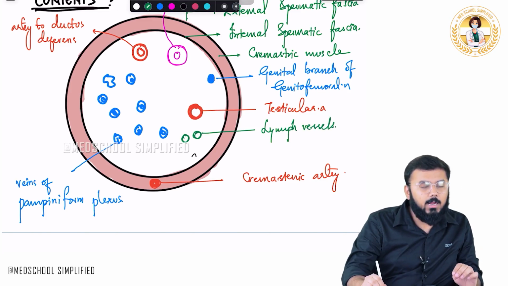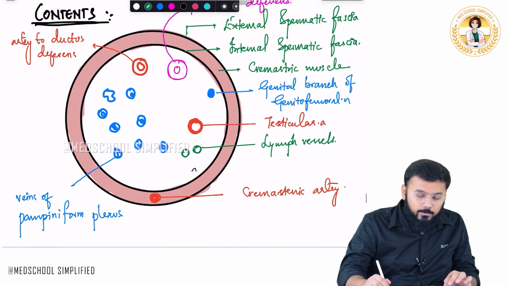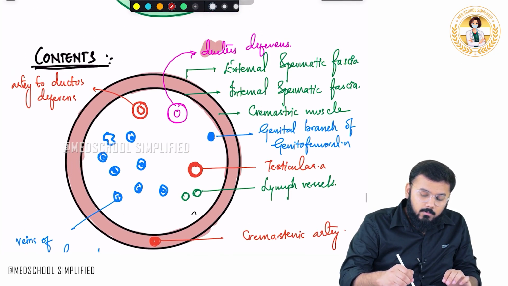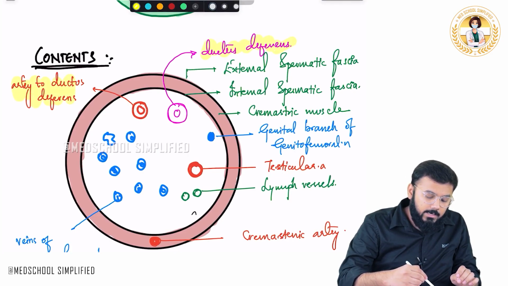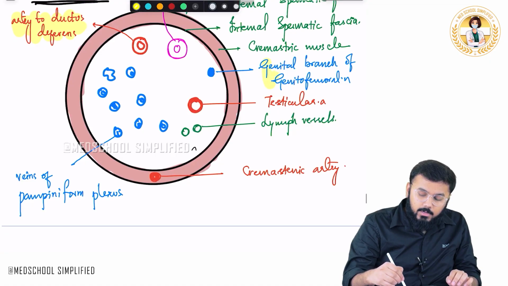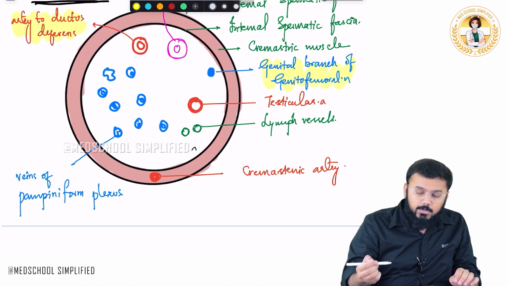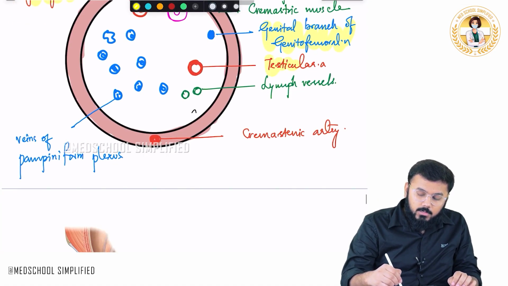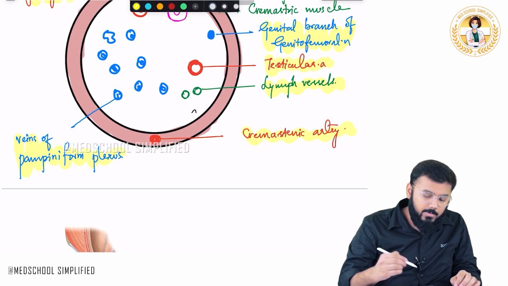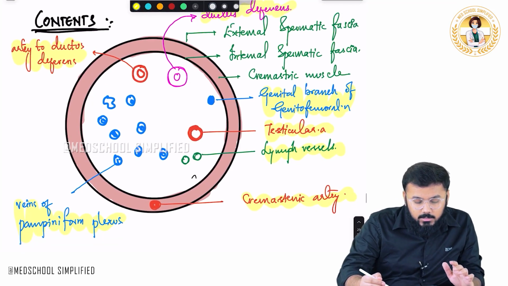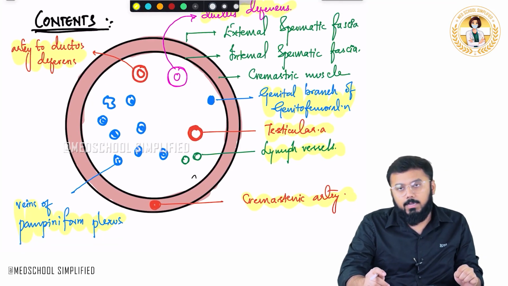So what are the contents of the spermatic cord? One you have is your ductus deferens. Next there is the artery to ductus deferens, and after that you have got the genital branch of the genitofemoral nerve. Next you have got the testicular artery, lymph vessels, cremasteric artery and veins of the Pampiniform plexus. So these are the contents of the spermatic cord, right?